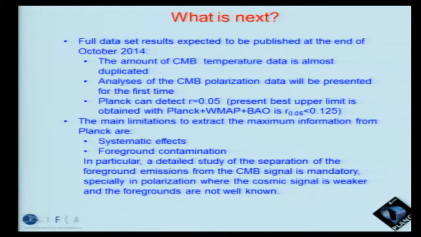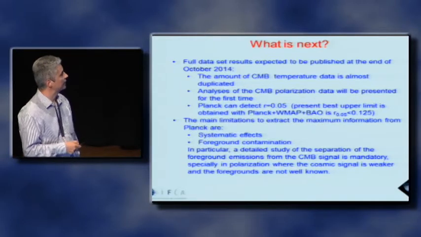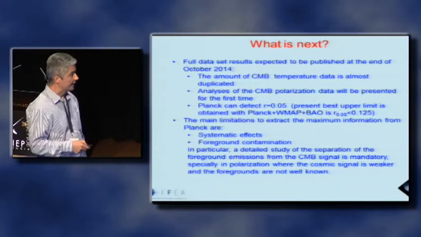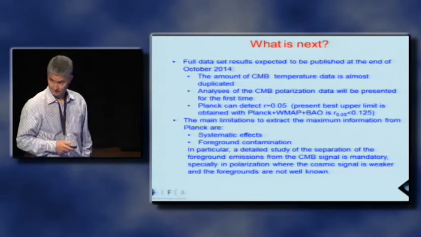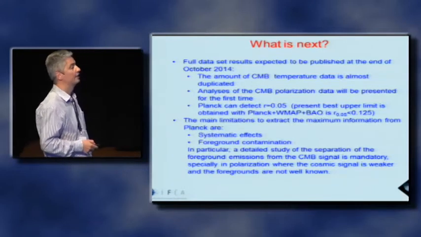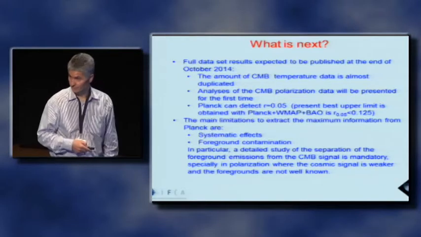Then the main limitations to extract the maximum information from Planck are systematic effects and foreground contamination. In particular, a detailed study of separation of the foreground emission from the CMB signal is mandatory, especially in polarization where the cosmic signal is weaker and the foregrounds are not well known.